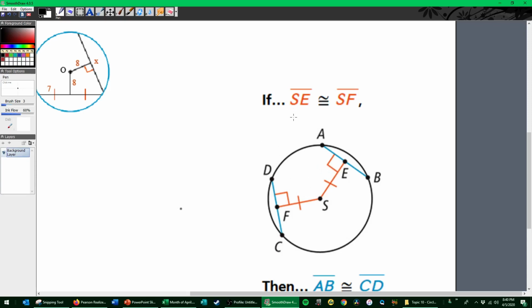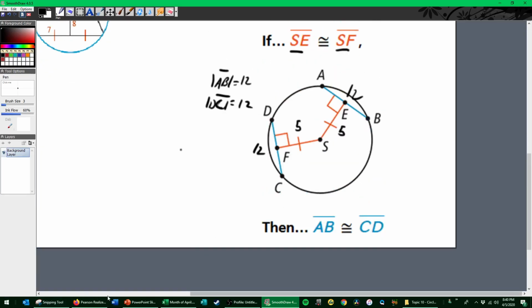So we have SE is congruent to SF as it's given us. That's these orange lines. So let's say if I were to define that to be 5, this would also be 5. And because these are congruent in length and they meet at 90 degrees to the chord, AB and DC are congruent. So if I were to say the length of AB is 12, then I know the length of DC is also 12. That's pretty much all that one's showing.